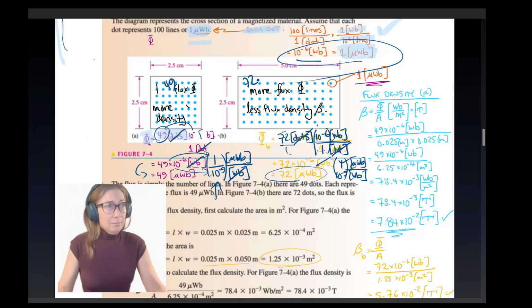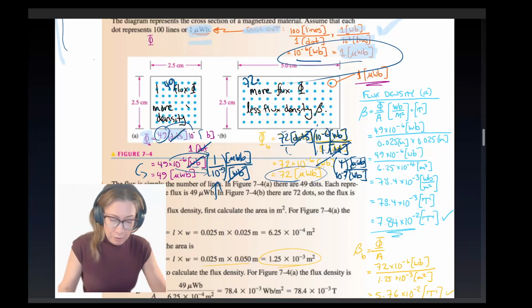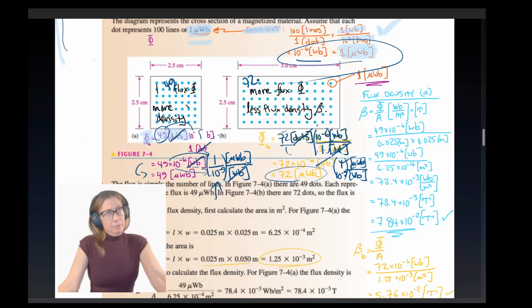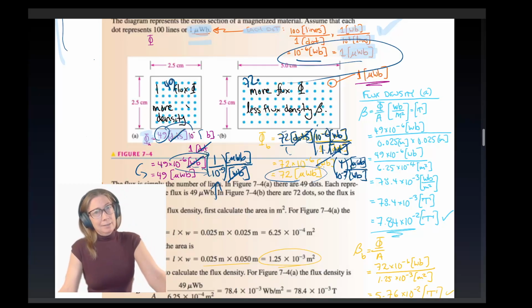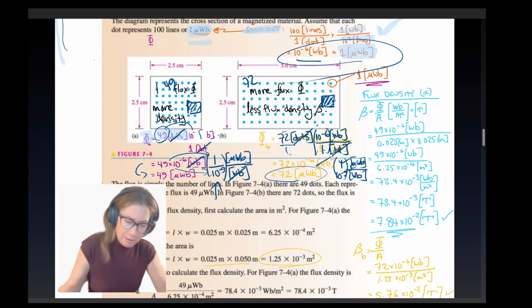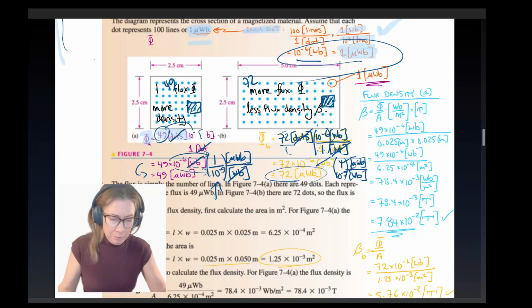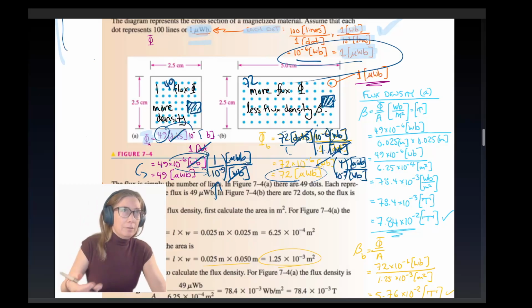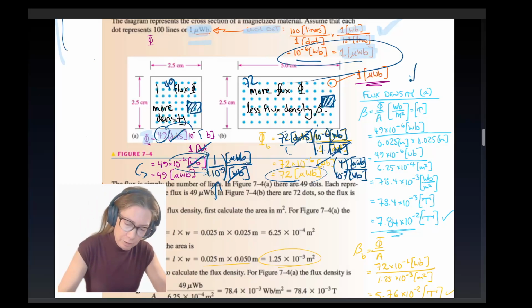Okay, and now I'm going to do flux density. Well, flux density, Tesla came along and said, hey, Weber, normalize that. Divide it by meters squared, because which one is more dense? Let's take a little meter squared out of there. Let's take a little meter squared out of there. Of course these are in centimeters to begin with, so obviously that was not to scale. So let's do flux density.